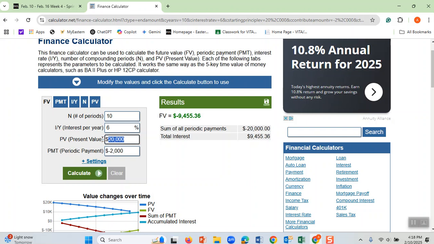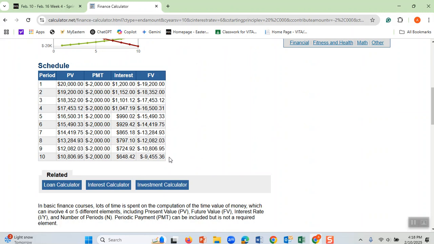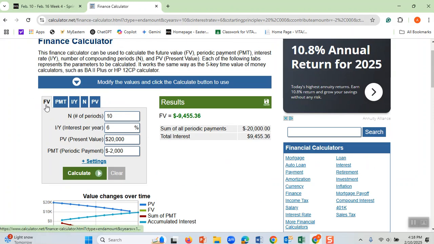This 20,000 has to go out. This 2,000 has to come in, and this 9,000, this amount has to come back to me, and that's why you see this as a negative number here, and you see this 2,000 as a negative. This is called future value for this amount.